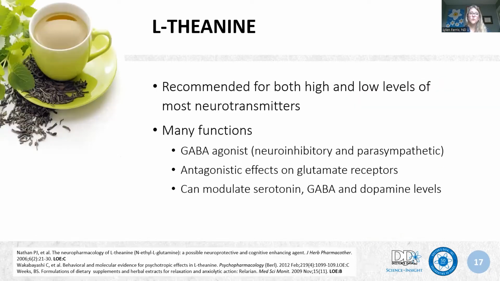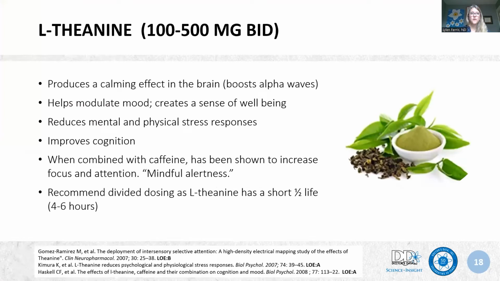L-theanine, this is a really helpful amino acid because it has many mechanisms of action. It's found almost exclusively in the tea plant. It can be used to treat both high and low neurotransmitters, and it's recommended often. So some of its functions include action as a GABA agonist, so it has neuroinhibitory and parasympathetic effects. It can counterbalance the excitability of glutamate and can modulate serotonin, GABA, and catecholamine levels.